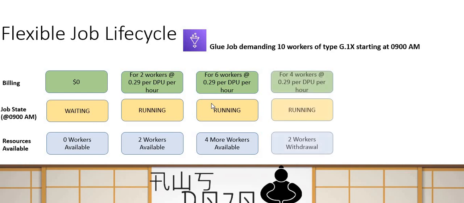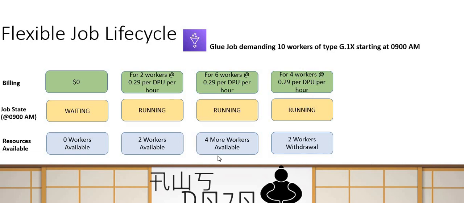Now let's assume after some time 2 workers are withdrawn. So Glue says, hey, sorry, I have more demand from standard jobs, and I cannot give 2 workers as spare capacity. I want to withdraw 2 workers. So yeah, withdrawal can happen. In that case, the job will still be running, but now not with 6 workers, but with 4 workers because 2 workers have been withdrawn, and the billing will happen for the 4 workers.